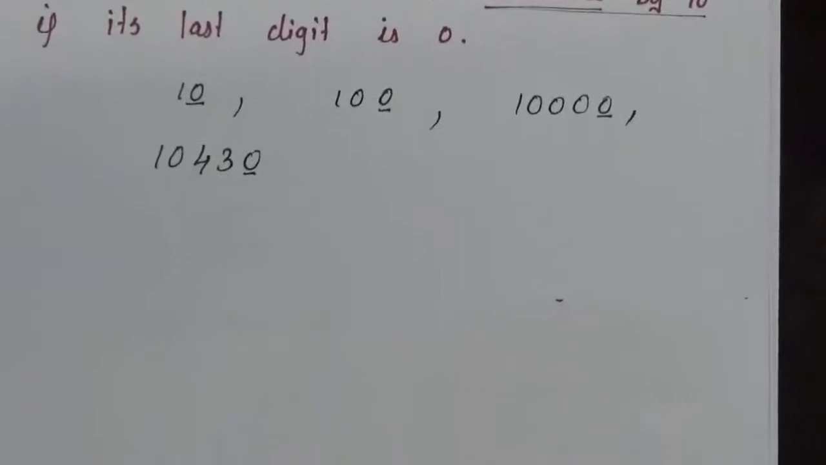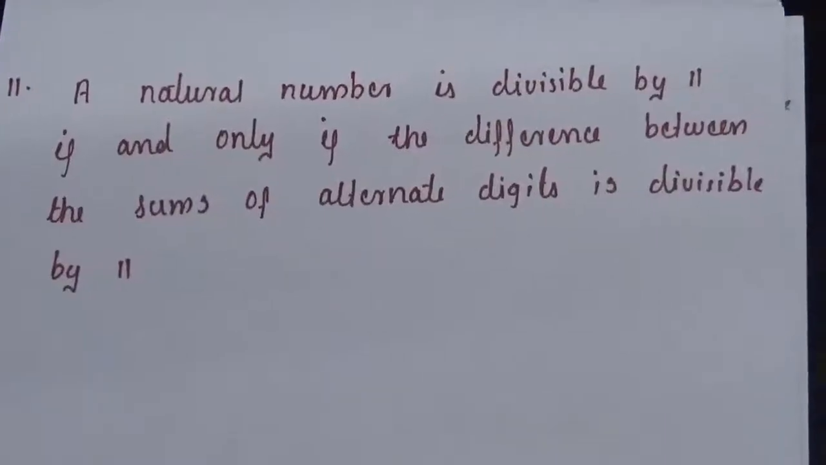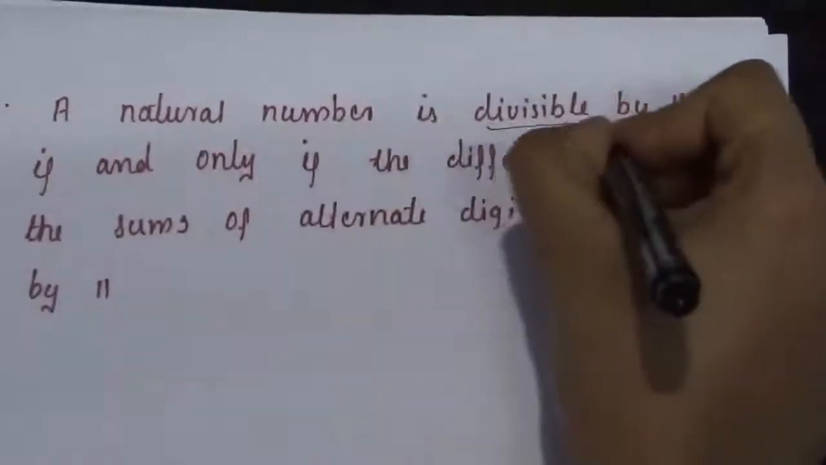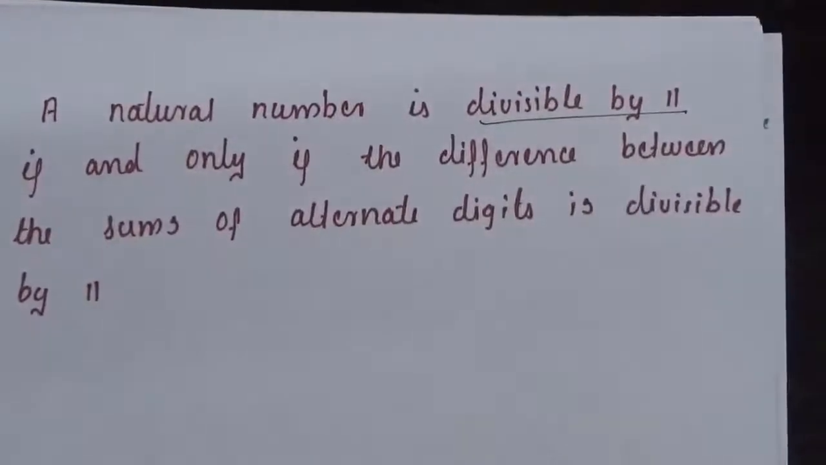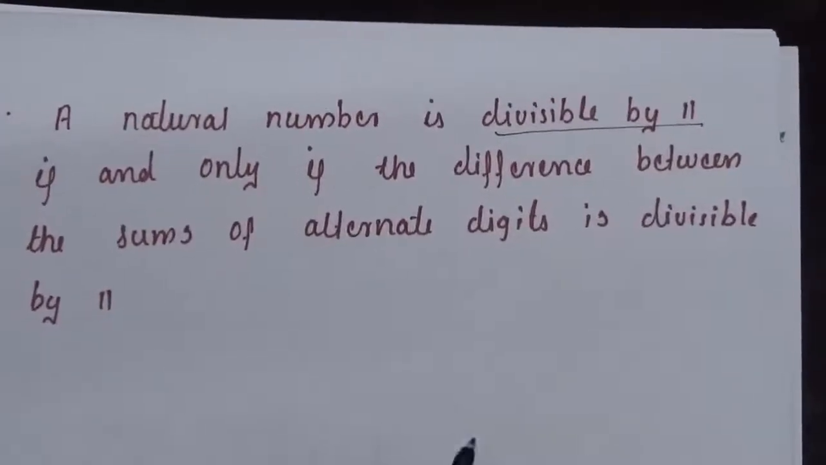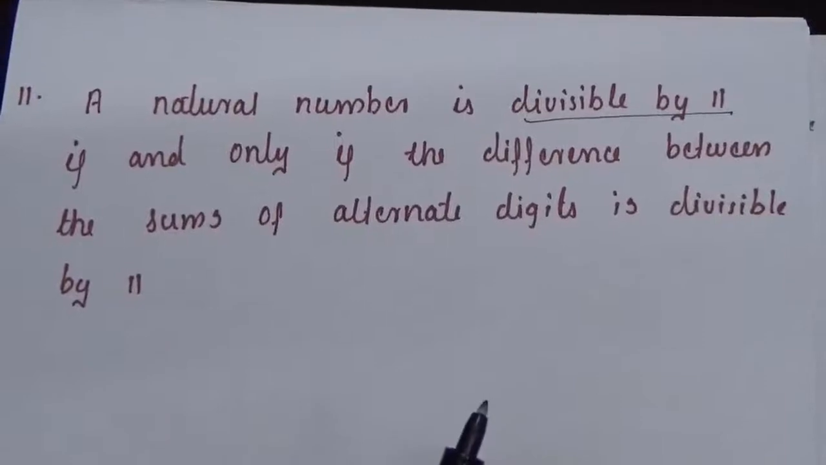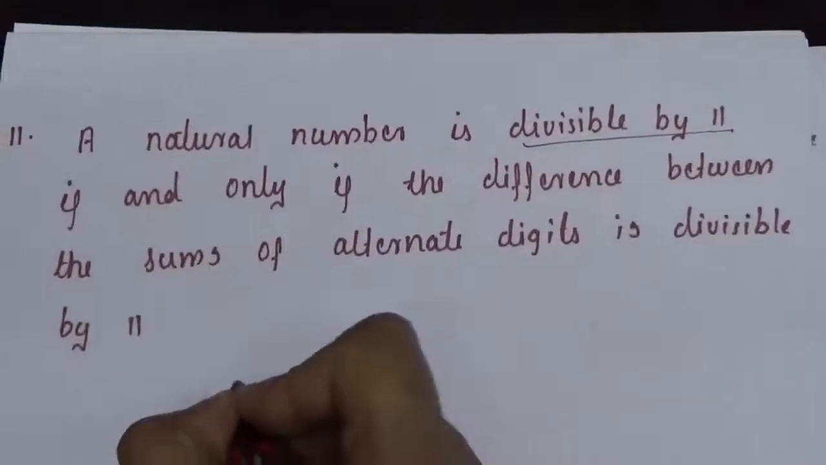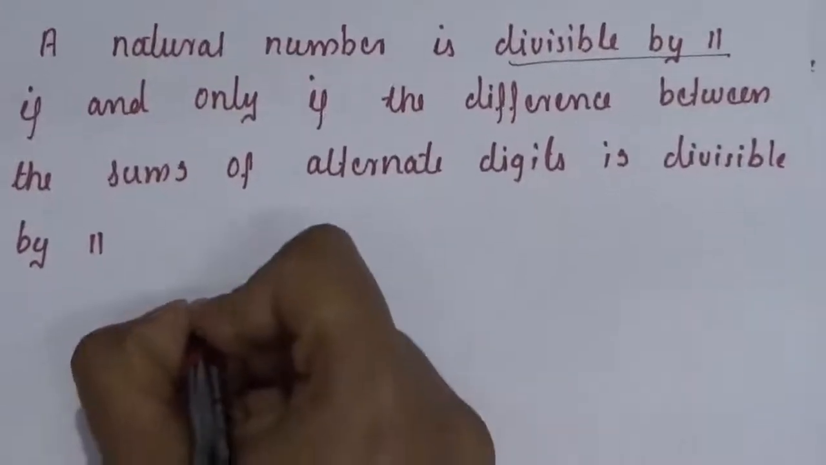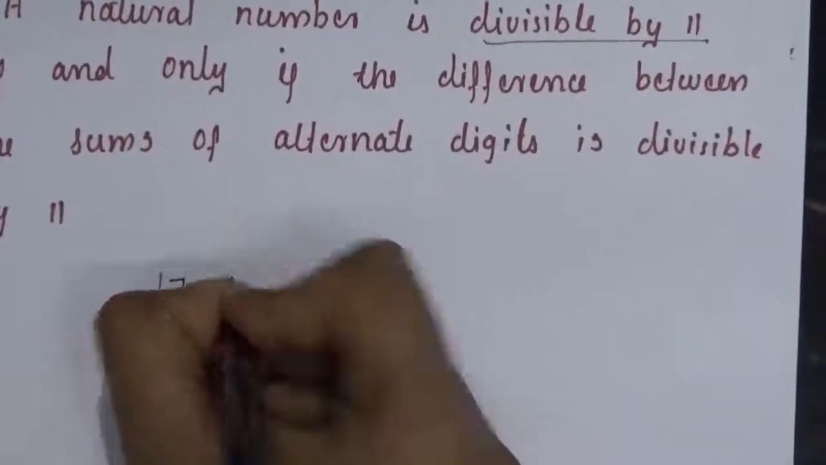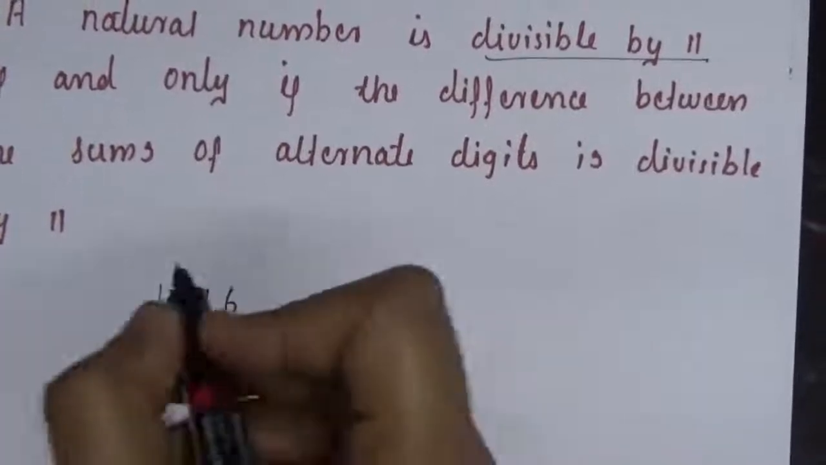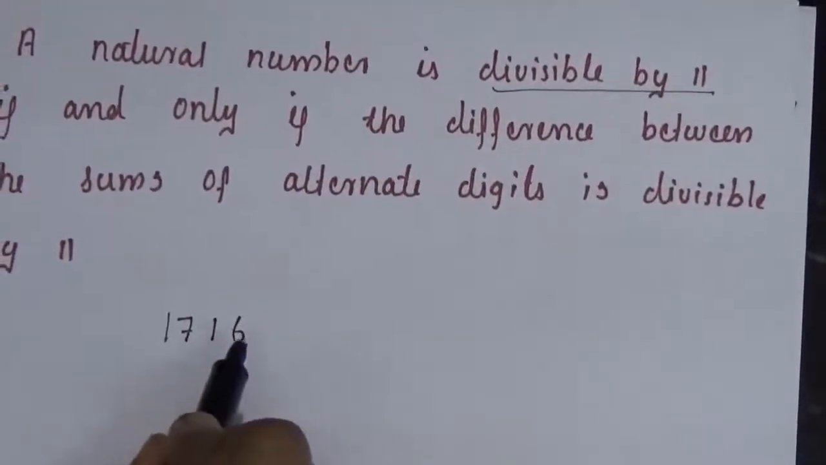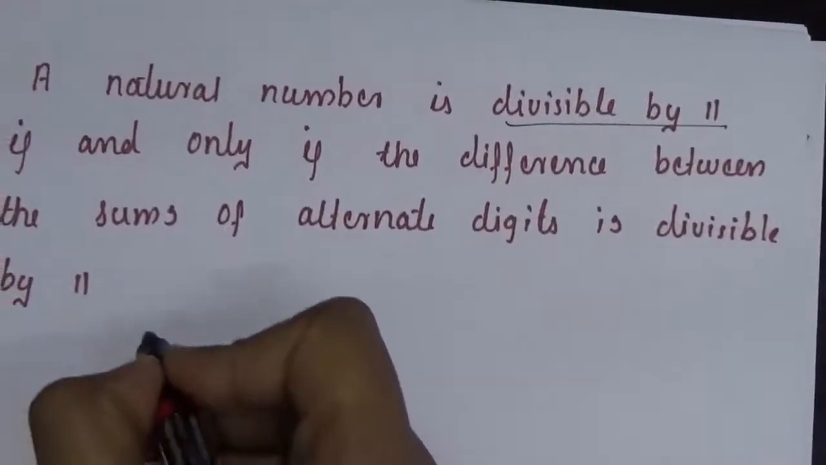Now a natural number is divisible by 11 if and only if the difference between the sums of alternate digits is divisible by 11. Okay, for example, let's take a small example, 1716. We need to check whether this number is divisible by 11. For that, you have to take the alternate digits.